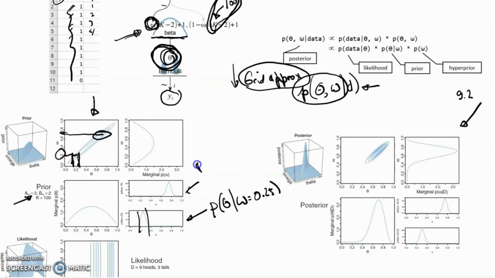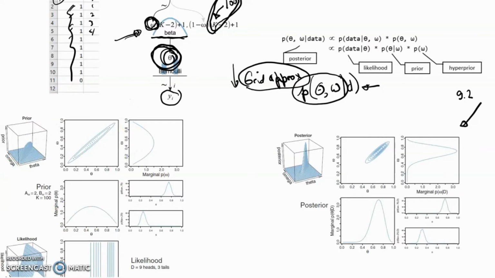Here we have the probability of theta given omega equals 0.75, and you can see a fairly narrow range here, and you can see that same fairly narrow range here centered on 0.75. So now, after we considered the conditional distribution of theta given omega, let's think about the marginal distribution of theta.